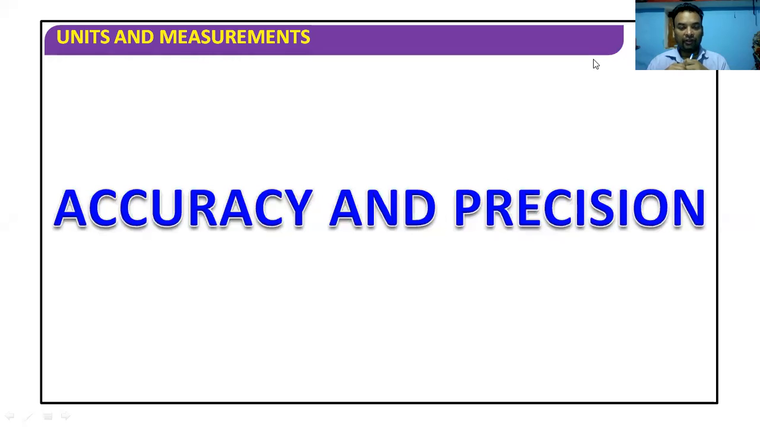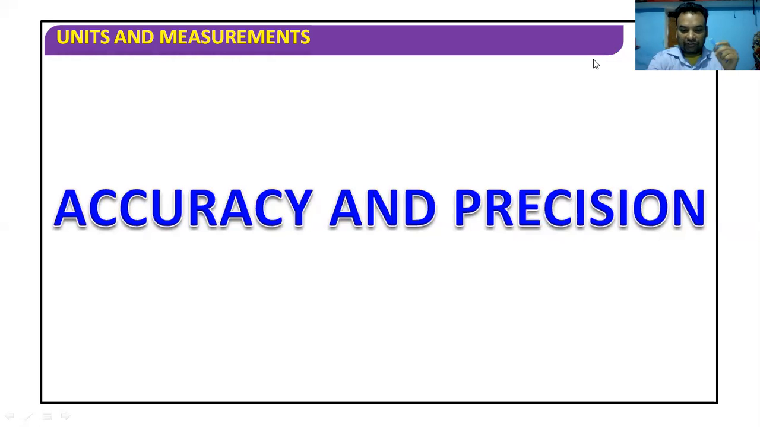I will not say it's a difficult topic, but it's a typical topic because both the terms, accuracy and precision, appear to be similar. But these are different from each other. So we will study how these two terms are different, and how in our day-to-day life these two terms are very important, and even in research experiments, they play a very important role.